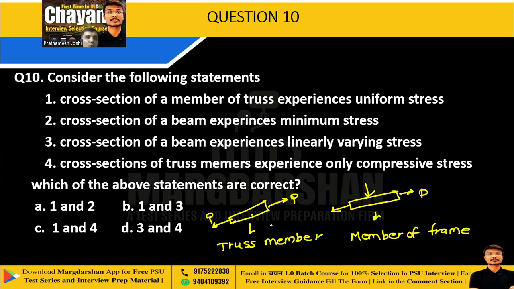Okay, so yes, this is the correct option. Cross section of a beam experiences minimum stress? No. See, minimum in the sense it's asking us, like, I will just explain you over here. If we consider a rectangular or square cross section, this is like this, variation.